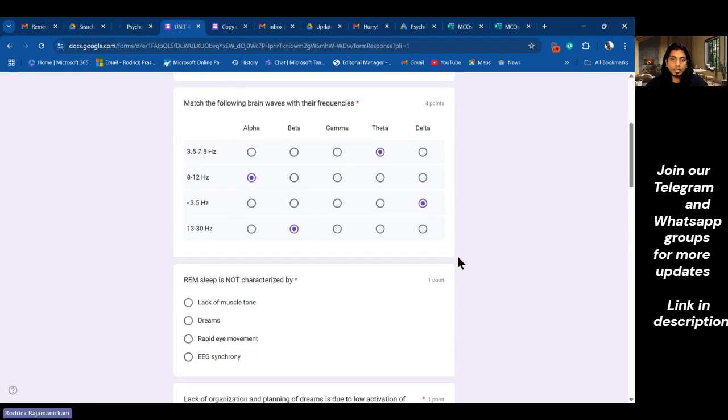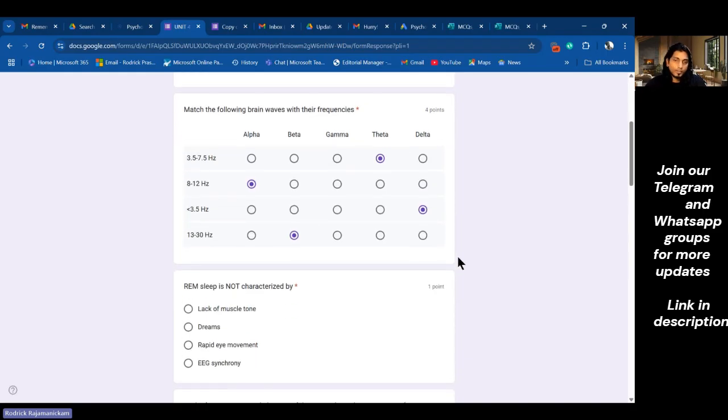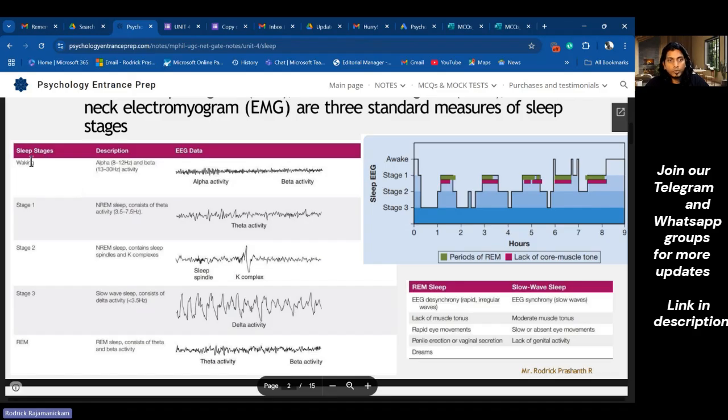Unlike Microsoft Forms, we don't have an option where it shows immediate feedback, but this is what it is. You can go check it here. In the waking phase, wakeful phase, alpha is 8 to 12 hertz. Beta is 13 to 30 hertz. Beyond that, we do have a stage called gamma, which is not mentioned here for now. Then we have theta waves, which is 3.5 to 7.5, which is what we marked. And then delta waves in slow sleep. Okay.